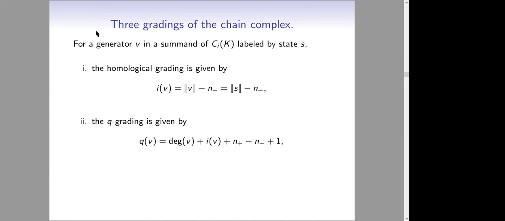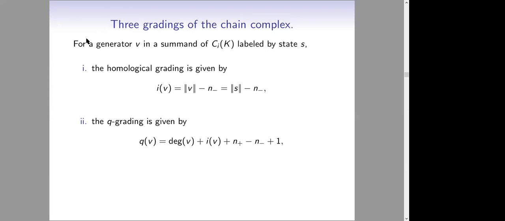Q grading is also similar. We take the degree at the homological grading, and then add some correction term. Again, this is the same as Khovanov homology of knots. Now, the difference is this U grading.